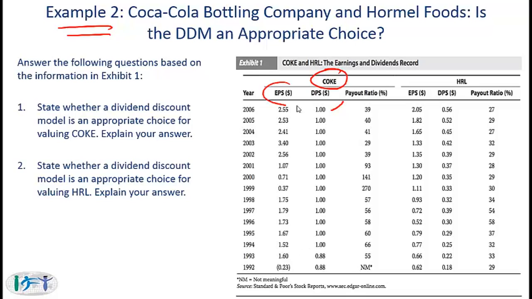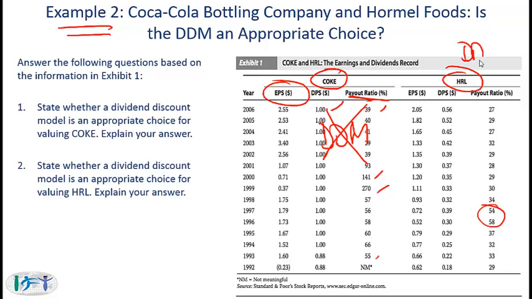If you look at EPS, which is a measure of profitability, and you look at dividends as a percentage of EPS, which is depicted by the payout ratio, you have numbers all over the place, ranging from 39%, 140%, 270%, and so on. So there isn't a consistent relationship. Therefore, you cannot use the DDM model for Coke. On the other hand, for HRL, other than an exception over here, generally the payout ratio is aligned with profitability. So it does make sense to use the dividend discount model for this company.